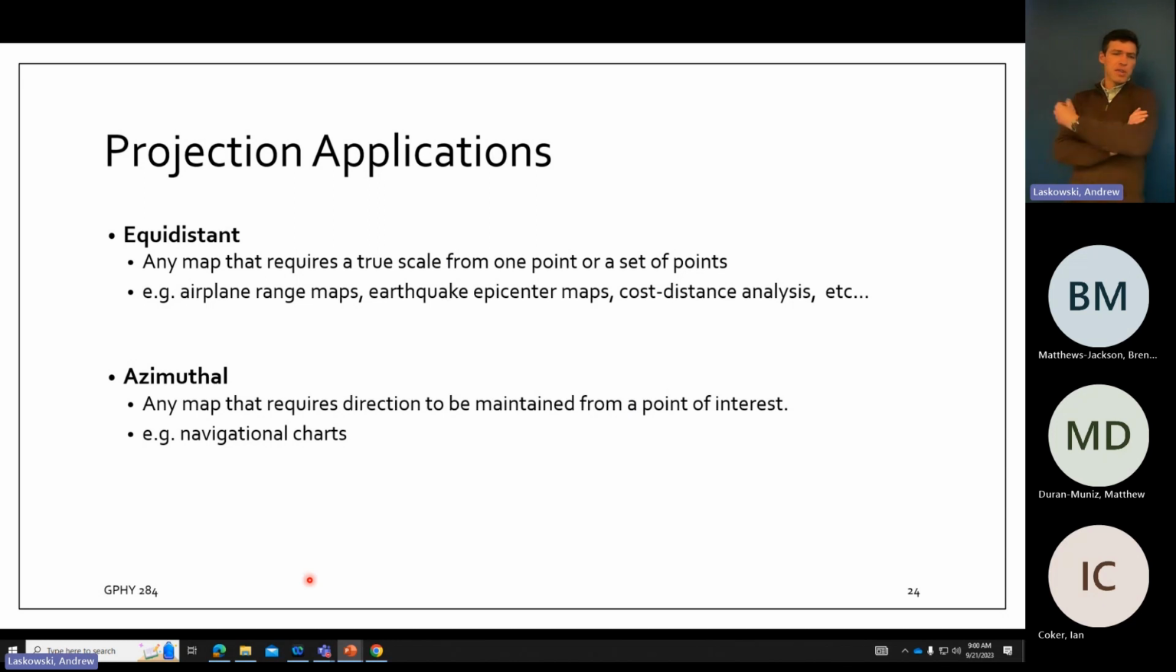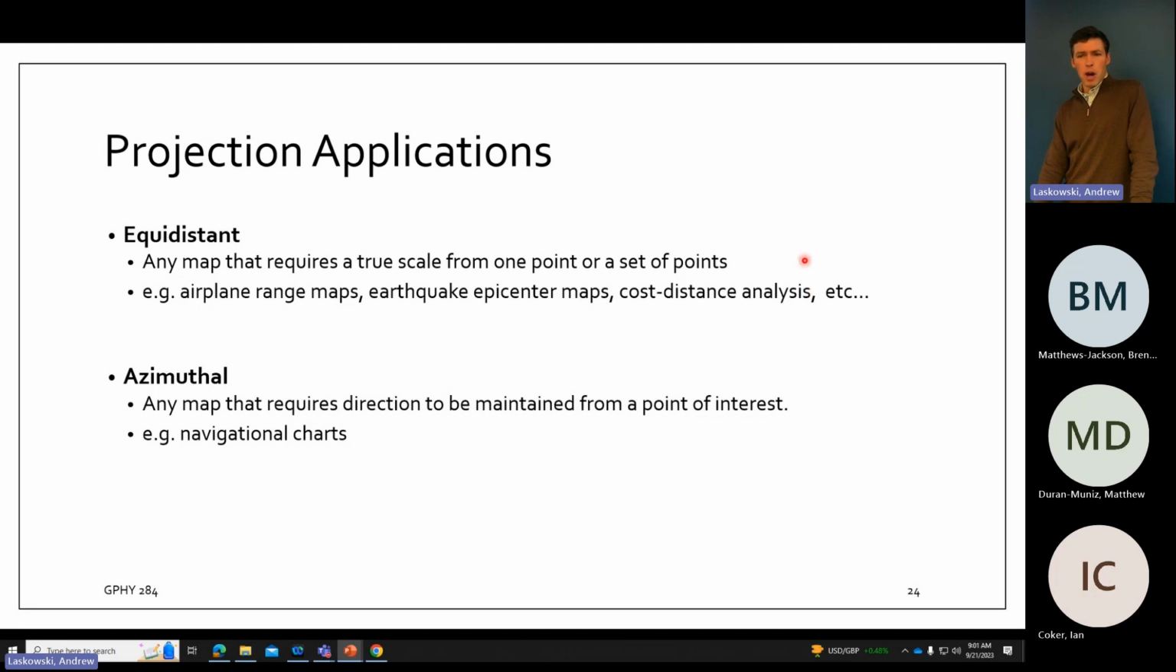All right, and then our final two broad categories of applications here. Let's say you're mapping airplane range, or the range of travel times from one point to other points. You'd probably want to use an equidistant map projection centered on the point of interest, so you can actually figure out on your map how far you can travel in either direction.